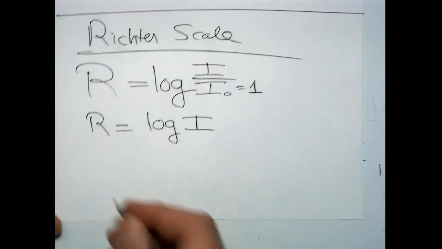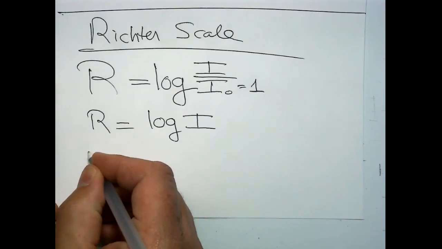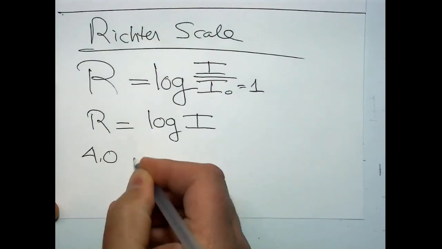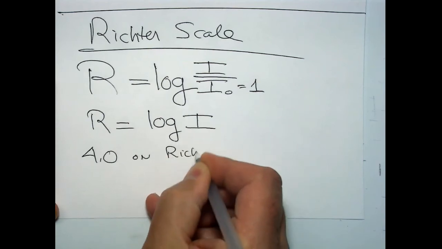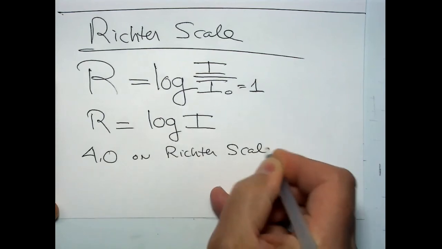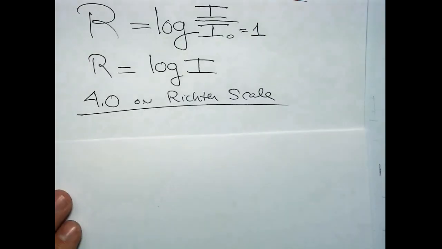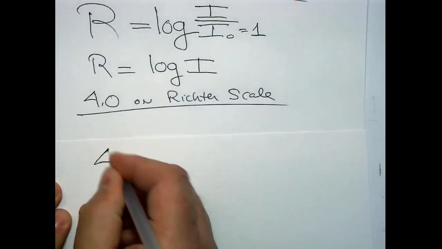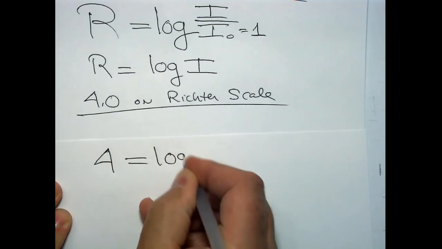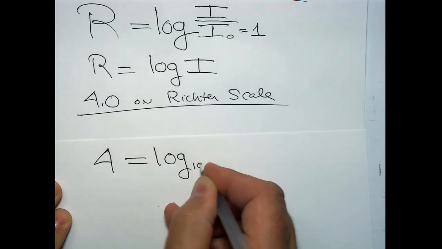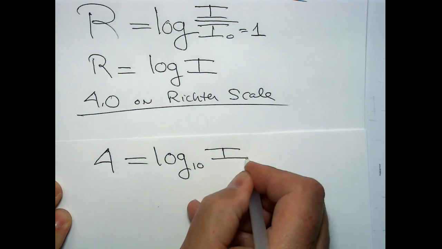So if you had an earthquake that was 4.0 on the Richter scale, what's the intensity of that earthquake? How much would the ground be moving? Well, the Richter scale reading is 4. This is a logarithm. Log base 10 is what we use for this, and there's my intensity.